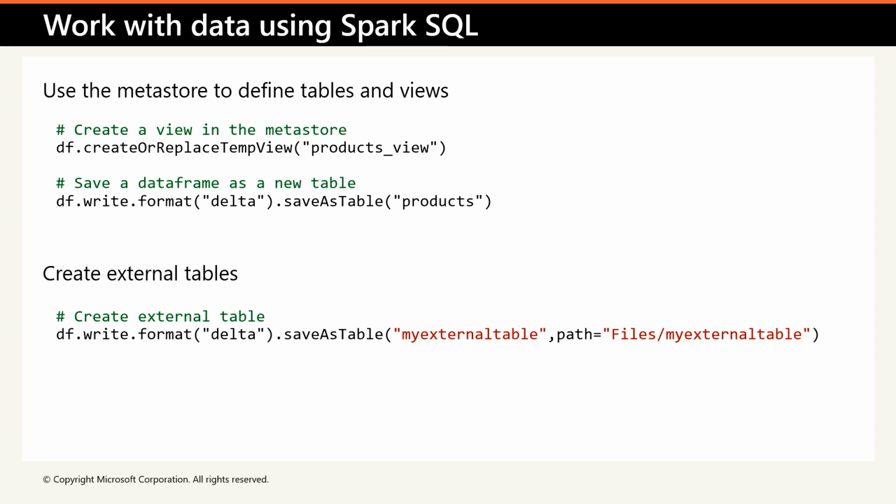Additionally, you can create external tables. External tables define metadata in the catalog, but get their underlying data from an external storage location, typically a folder in the file storage area of the lakehouse. Deleting an external table doesn't delete the underlying data. As a note, you can apply the same partitioning technique to Delta Lake tables like we did with the Parquet files earlier. Partitioning tables can result in better performance when you're querying them.